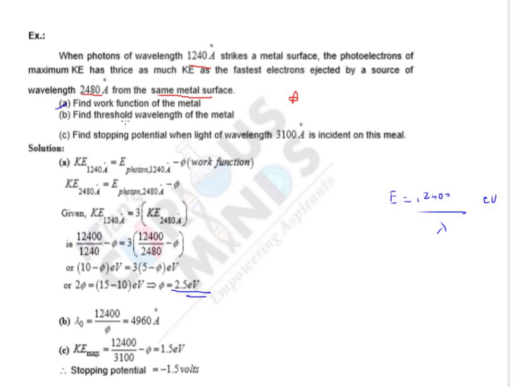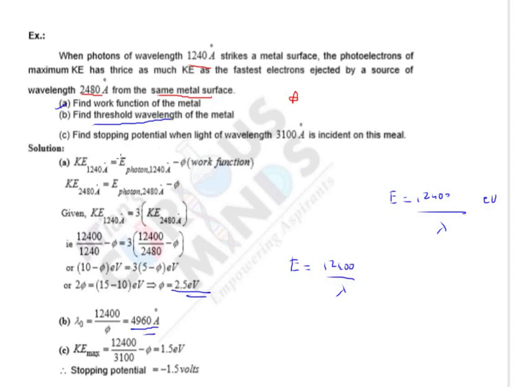Now find threshold wavelength of the metal. So what is threshold wavelength? Nothing but 12400 upon the work function. Yes, because E is 12400 by lambda. Sorry, once again I'm writing. So lambda यहाँ पे आ गया. E is the energy, threshold energy, and the work function we can say is the minimum energy required to emit the electrons. So the answer comes out to be 4960 angstrom.